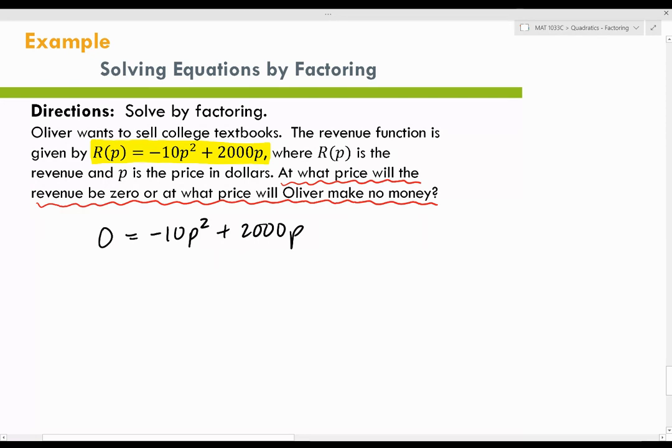Okay. This is a quadratic function. I know this because of the second degree power. Okay. So that means I'm going to try to solve it by factoring. So the first step, remember, is to set your equation equal to 0. It is. The next thing I'm going to do is I'm going to factor it. So I'm going to check to see if there's a GCF, or greatest common factor. There happens to be one. The GCF is negative 10P. So if I factor that out from both of my terms, that's going to leave me with P minus 200. Okay. All right.